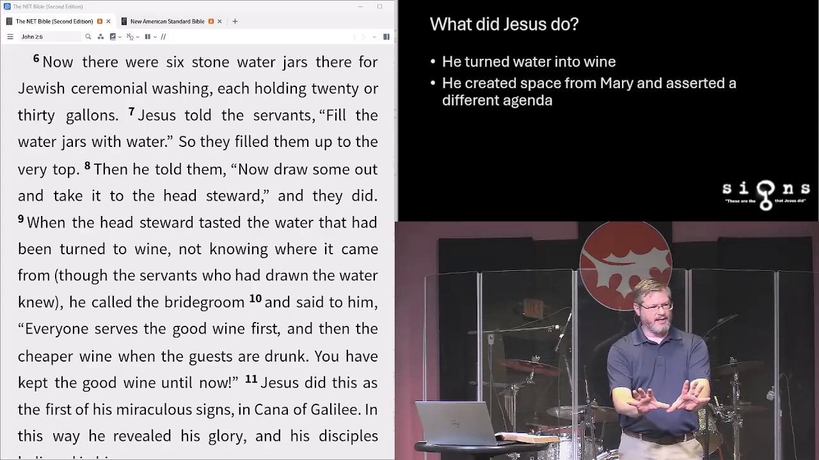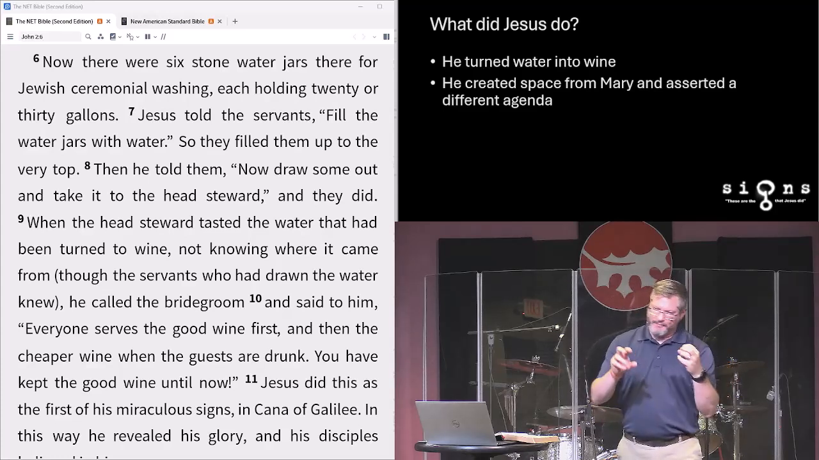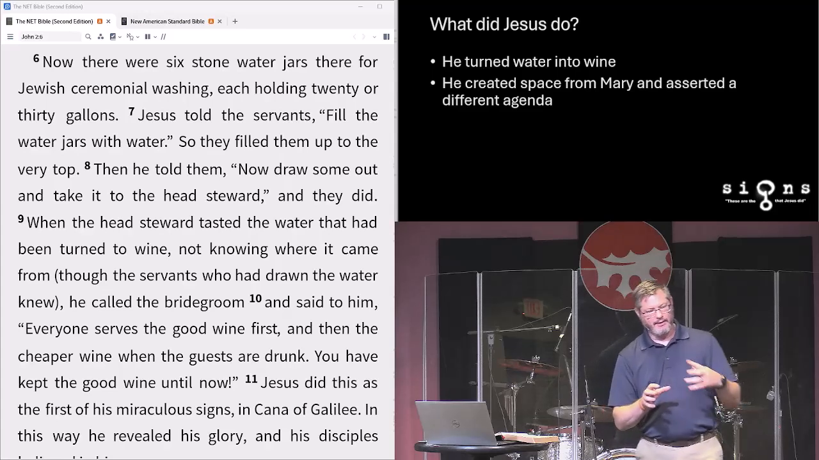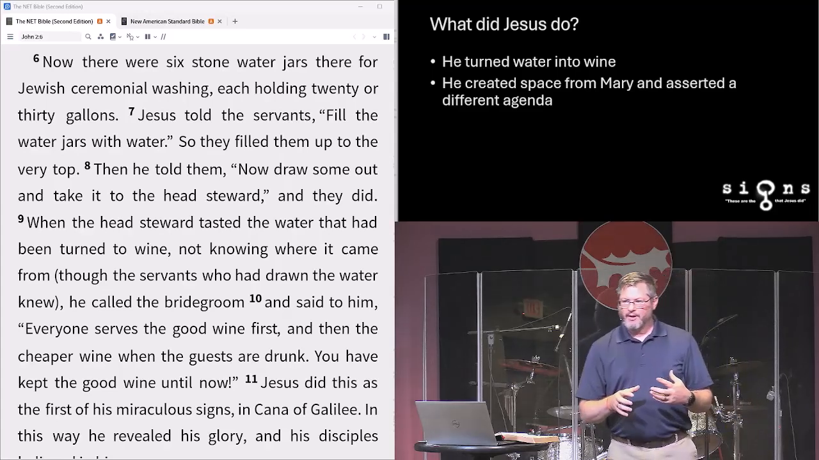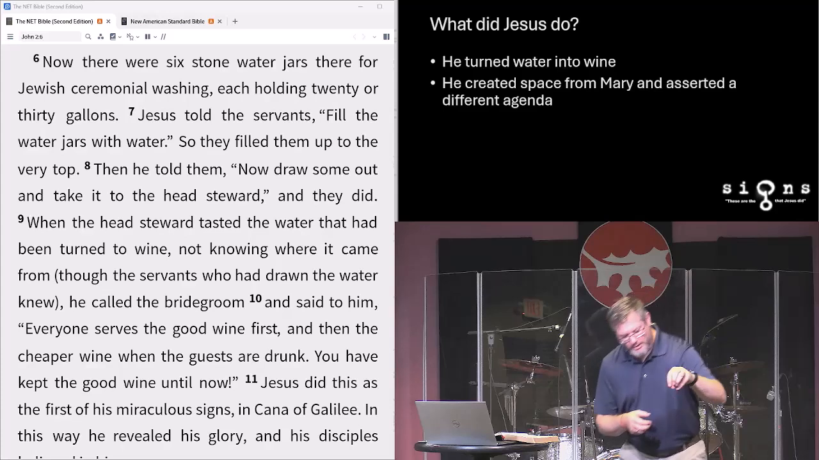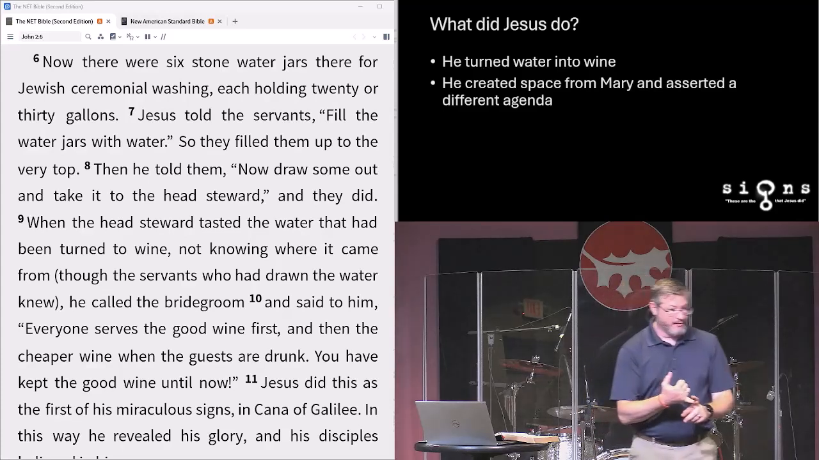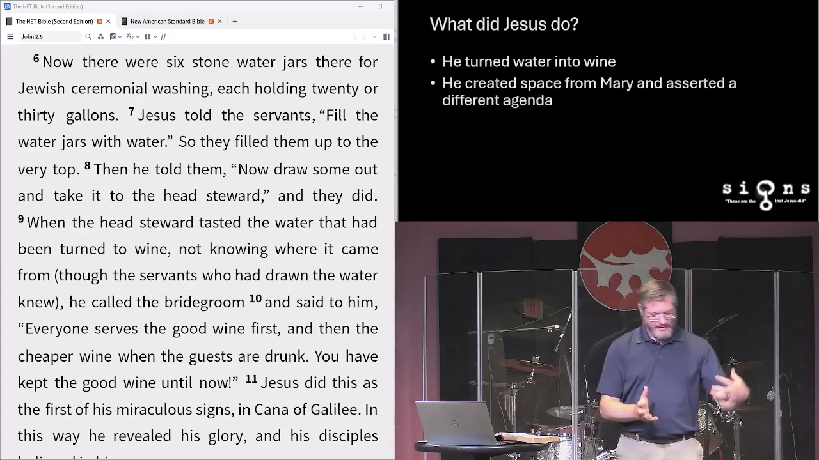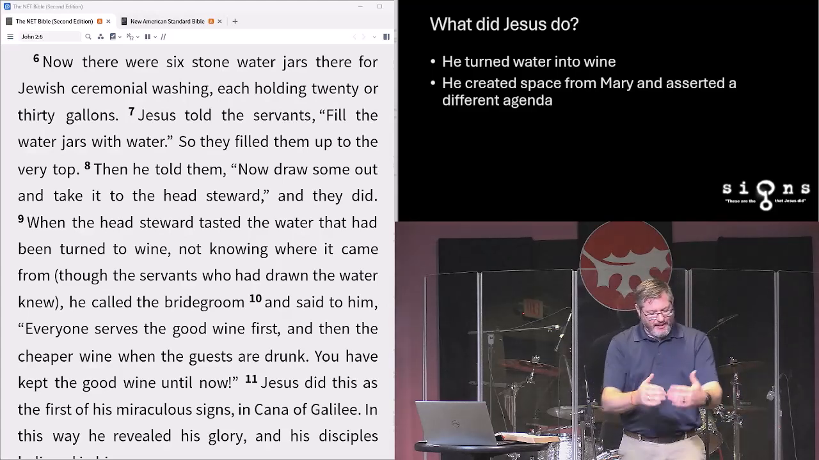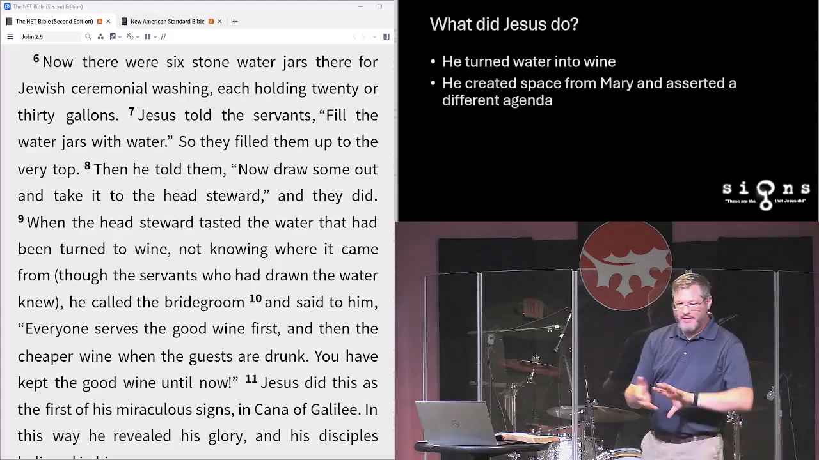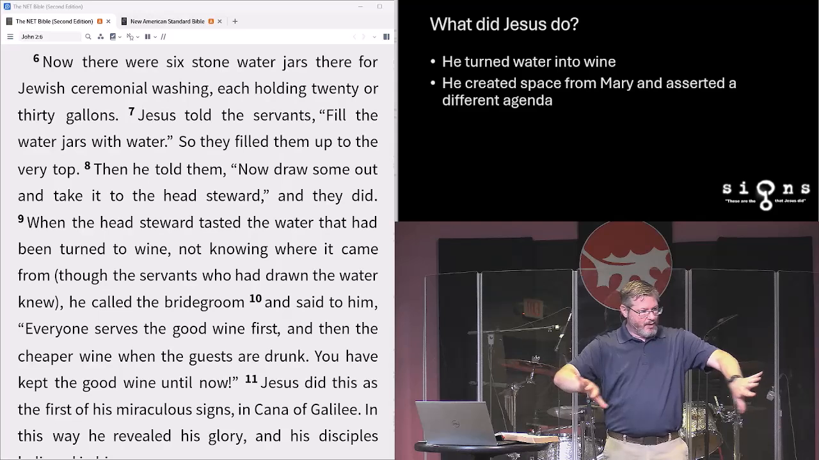He said, hold on a second. And again, I'm not trying to put words in Jesus' mouth, but you're not my boss. Probably didn't say it exactly like that, right? Your agenda is not my agenda. Yes, he was respectful. He did what she was hoping he would do, but at the same time, he created space away from Mary.